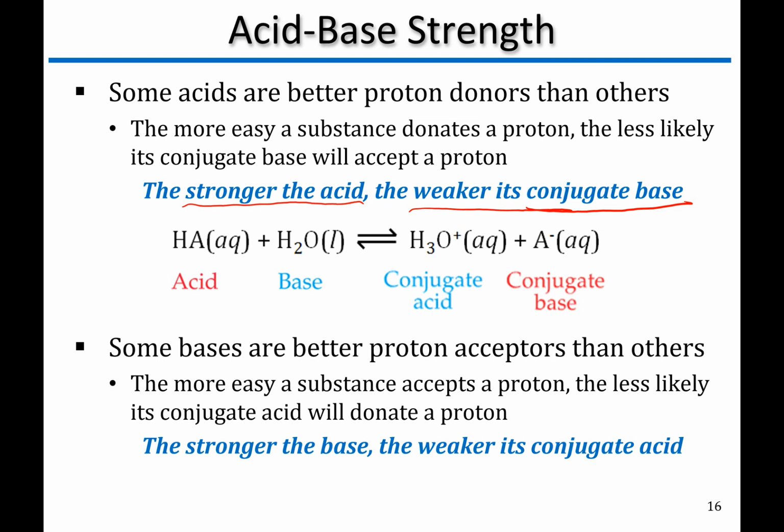If an acid gives up a proton very easily, its conjugate base is not likely to take it back very strongly. Some bases are better proton acceptors than others, so the more easily a substance accepts a proton, the less likely its conjugate acid will be to donate a proton. So the stronger the base, the weaker its conjugate acid. Hopefully that makes sense, because if a strong acid gives up its proton very easily, why would its conjugate base want to accept that proton back? So strong acid, weak conjugate base. Strong base, weak conjugate acid.